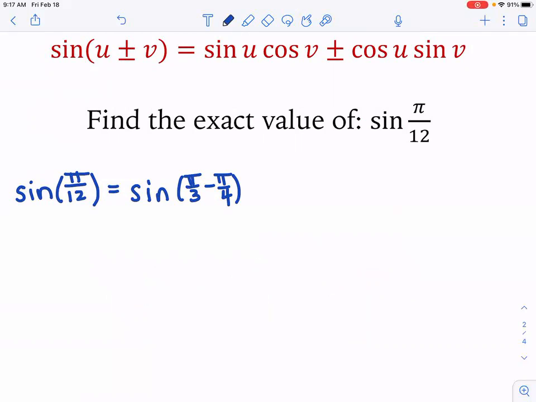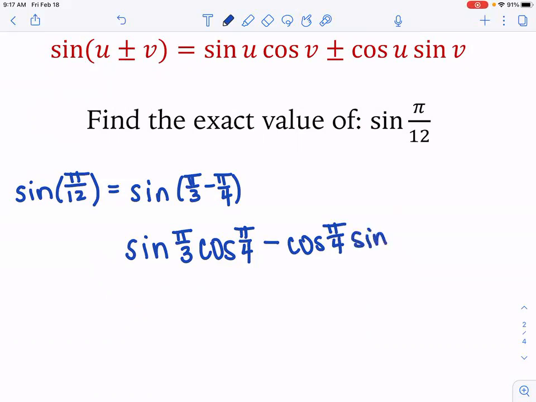So notice how I have subtraction inside of my sine function. So we can come up here to this formula and apply it. So we have the sine of u times the cosine of v. Since there's subtraction inside of sine, we're going to subtract in our formula the cosine of u times the sine of v. Our angles stay in that same order, UV, UV.